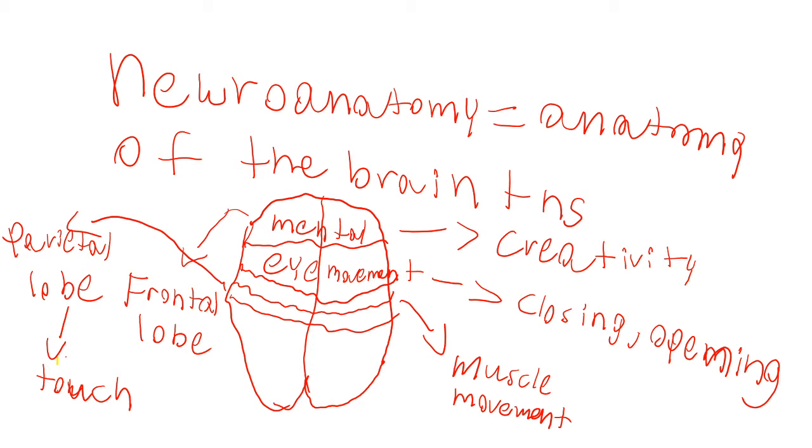Over at the bottom, we have the occipital lobe. This lobe is designed for sight and image perception. So that's designed for sight at the bottom.